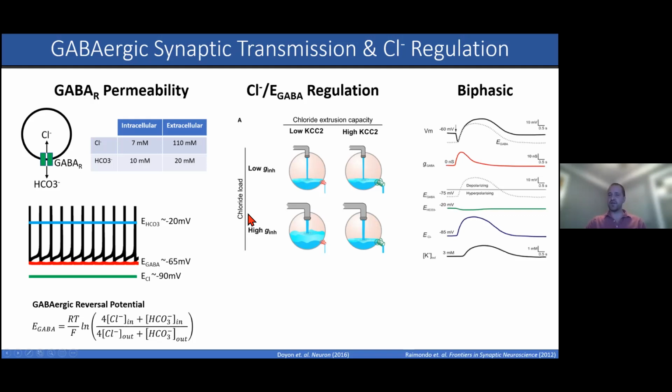And then also, if you get a very large transient chloride load, you can actually get a biphasic response, where initially you get strong inhibition, but due to the substantial chloride influx, you actually get a depolarization of the chloride reversal potential, which can shift the GABAergic reversal potential to become depolarizing. And that's how you can get an inhibitory to excitatory effect.